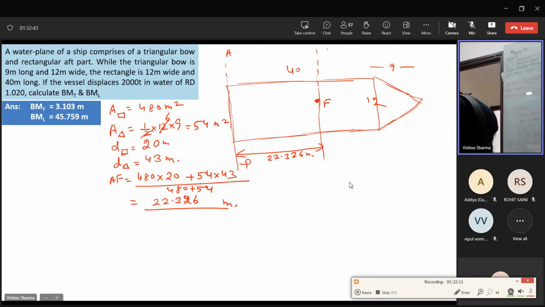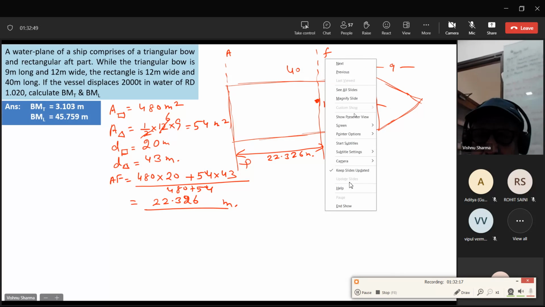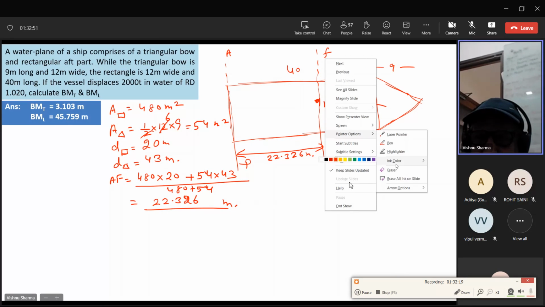And we draw the athwartship axis FF through it. Am I right? Guys, do you agree with it? Yes, sir.